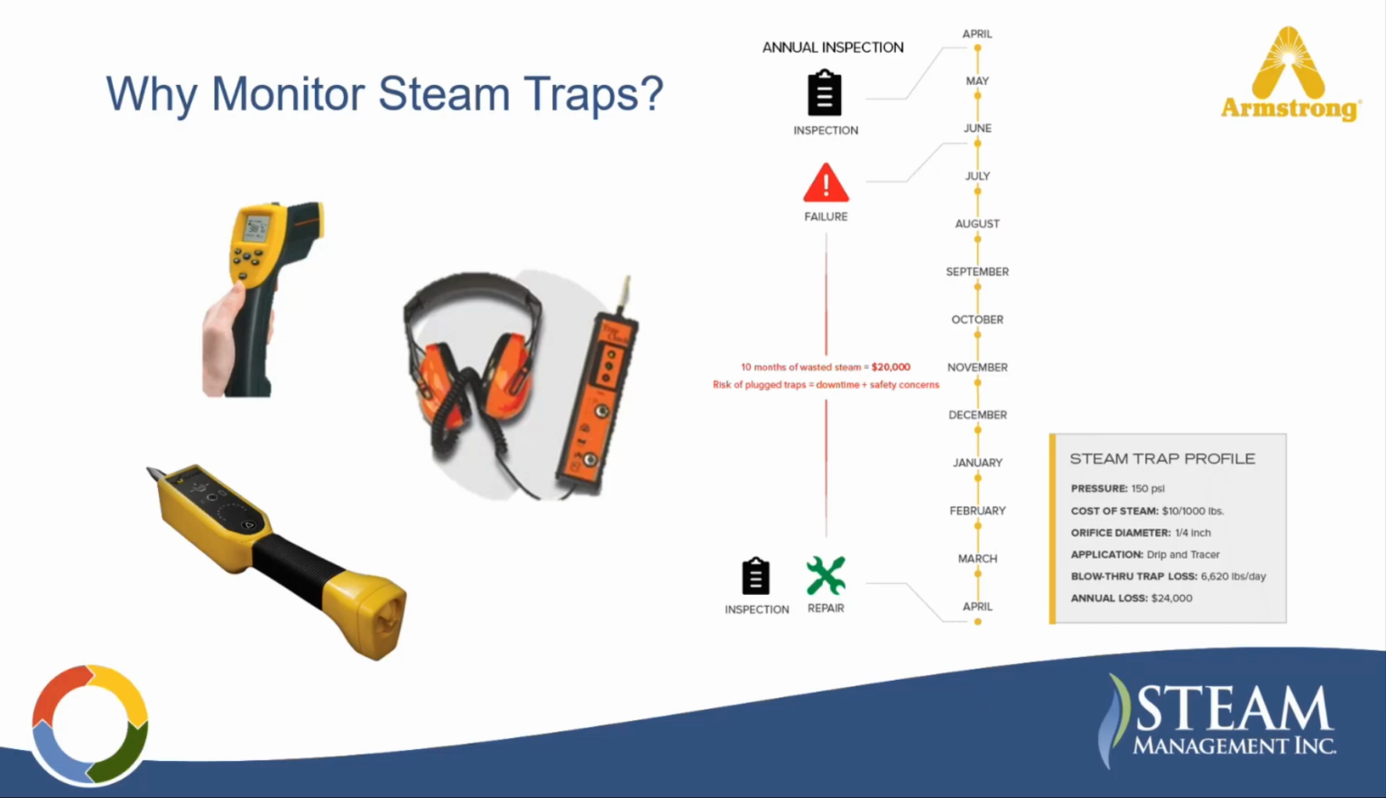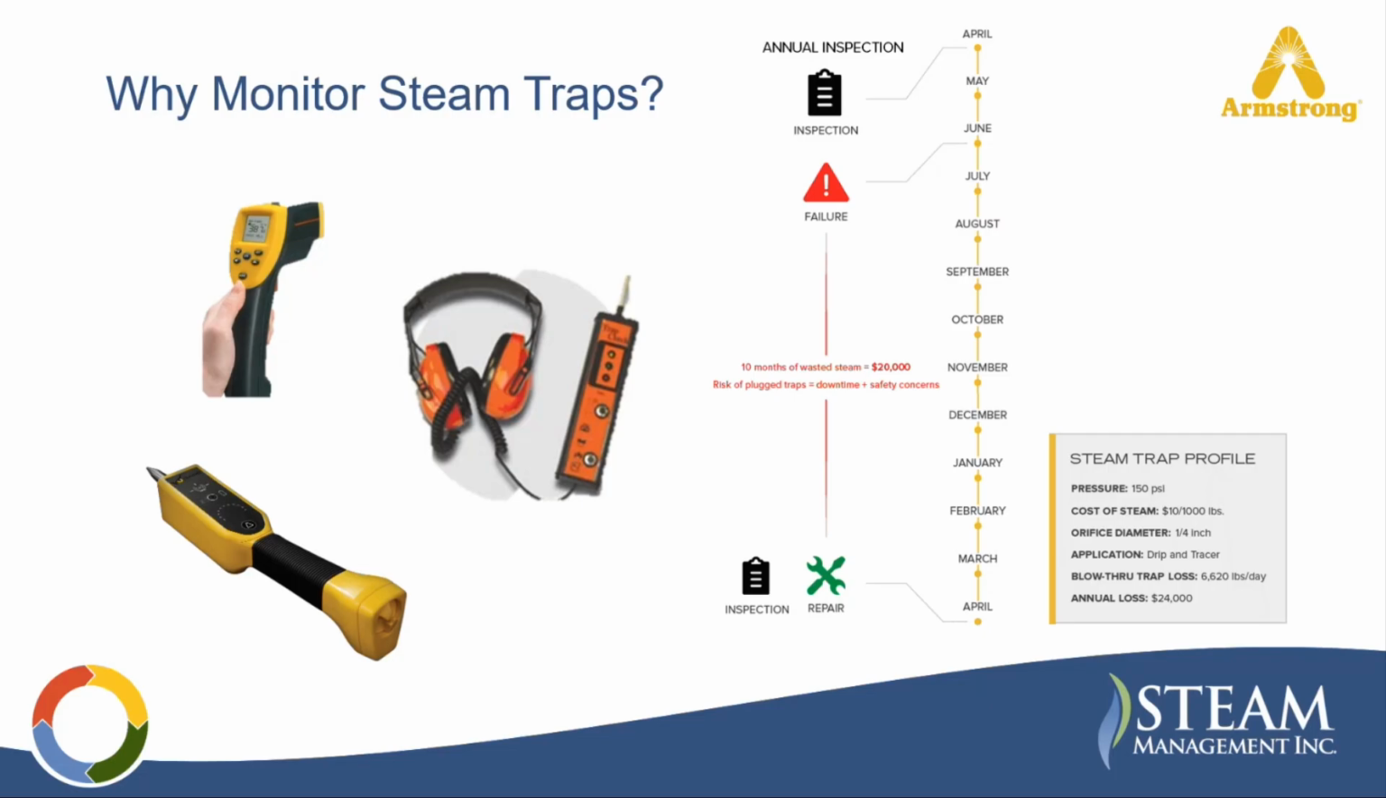Imagine you test a steam trap in April, as we can see on the screen, and determine that it is operating perfectly. Then two months later in June, that same trap fails open. The problem is that you may not find that out until your next survey a year later. That means a trap could be operating in a failed condition for roughly 10 months before anyone discovers it.